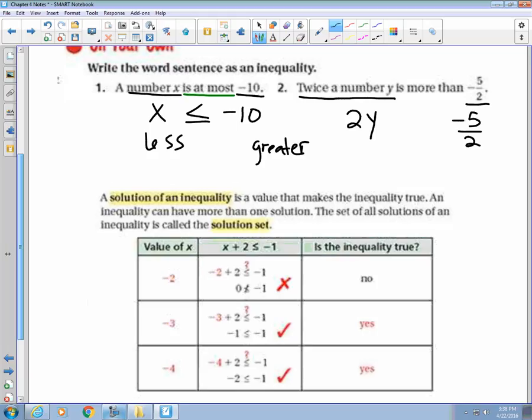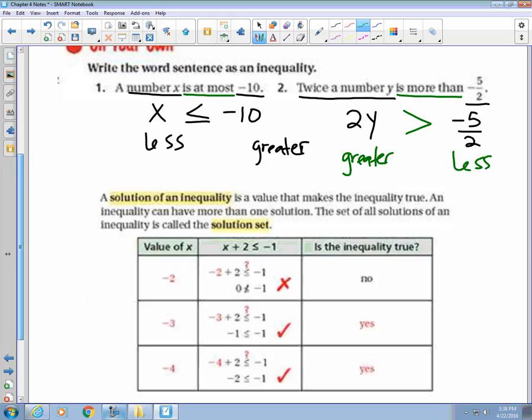And these words "is more than" refer to twice a number y is more than. All right, so it's saying the 2y is going to be bigger than or more than. So the open side of our inequality symbol needs to face the 2y because that's going to be the greater side. And the negative 5 halves is going to be the less than side.